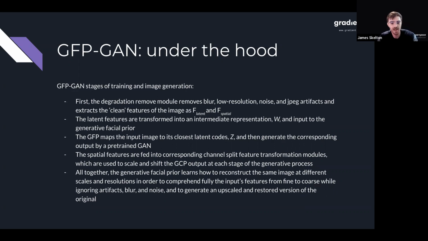The GFP then maps the input image to its closest latent codes, Z, and generates the corresponding output with a pre-trained GAN. The spatial features are fed into corresponding channel split feature transformation modules, which are used to scale and shift the output at each stage of the generative process.